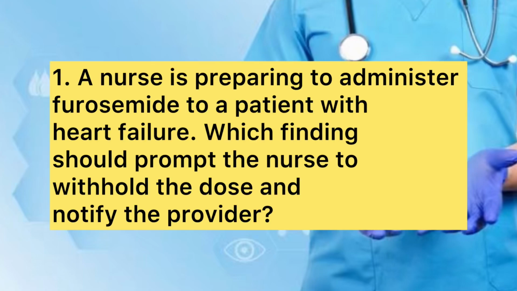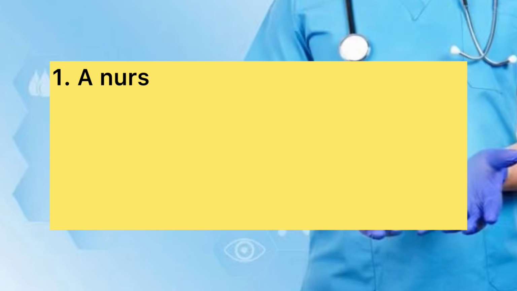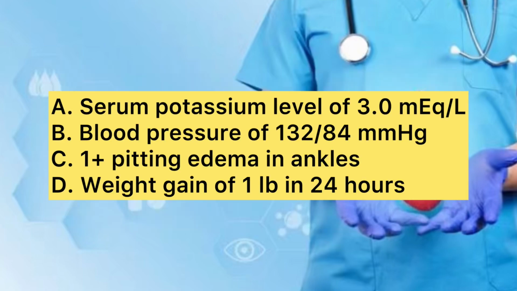Question number one. A nurse is preparing to administer furosemide to a patient with heart failure. Which finding should prompt the nurse to withhold the dose and notify the provider? A. Serum potassium level of 3.0 milliequivalents per liter. B. Blood pressure of 132 by 84 mmHg. C. 1 plus pitting edema in the ankles. D. Weight gain of 1 pound in 24 hours. The correct answer is A.